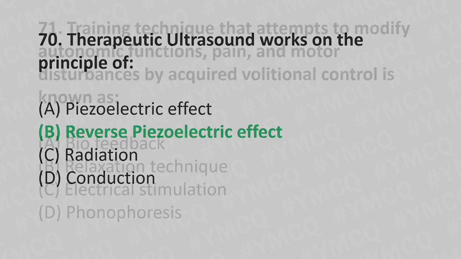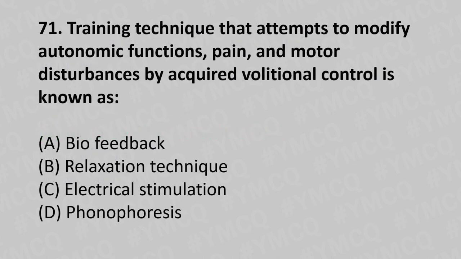Moving to our 71st question, training technique that attempts to modify the autonomic functions, pain and motor disturbance by acquired volitional control is known as Option A, biofeedback. Option B, relaxation technique. Option C, electrical stimulation. Option D, iontophoresis. And the answer is Option A, biofeedback.